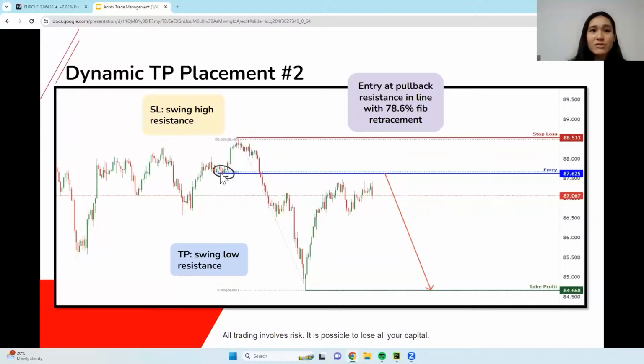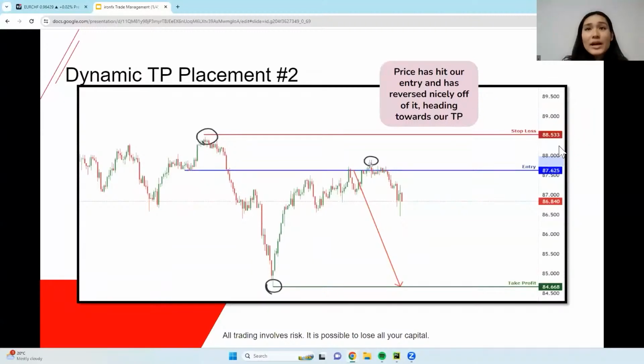We have a swing low here, and price has broken out of this level, surpassed it, and is now heading back to that area. That's what a pullback resistance or support level is. We're expecting price to reverse off of this entry level, and our take profit is at the swing low support at the 84.668 level. Meanwhile, our stop loss is at the swing high resistance over here at 88.533.